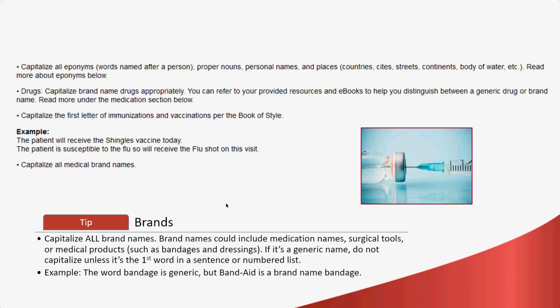Capitalize all eponyms, so words named after a person, proper nouns, personal names, places. So basically any proper noun, you're going to cap. With regards to eponyms, these are words that are named after people. We do get into them a bit more later, but if you're ever unsure, you can always say, like, okay, Pott's scissors as an example. You could go online and say, who invented the Pott's scissors? And it would probably bring you to something about someone with the last name Pott, and then you would know. So I've been known to do that on occasion. So if you're really stuck, that's the way you can look.